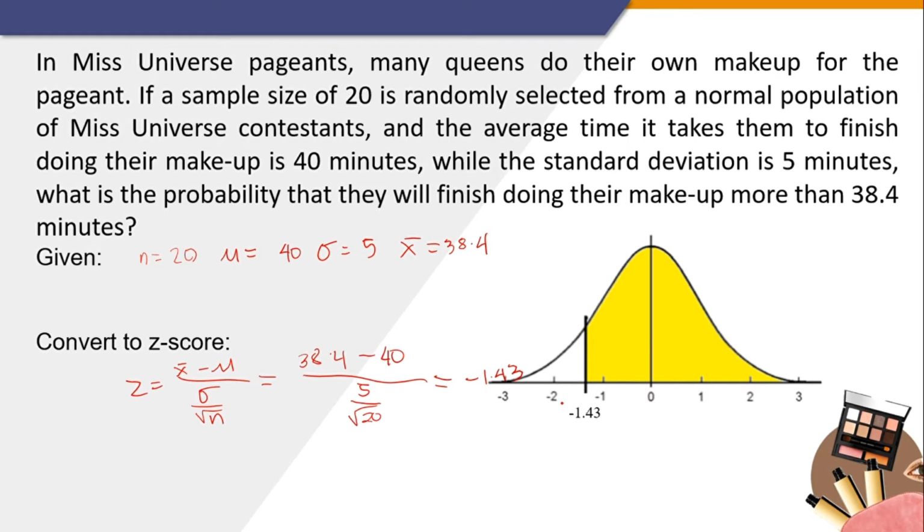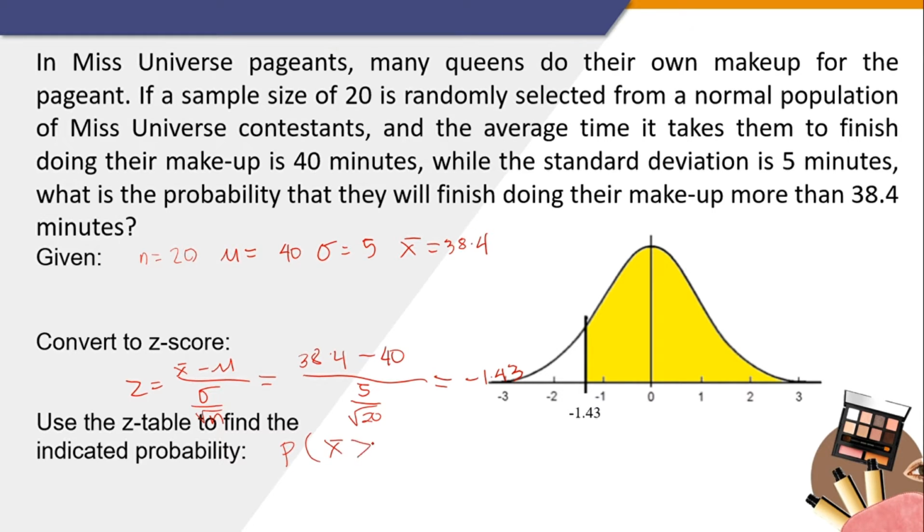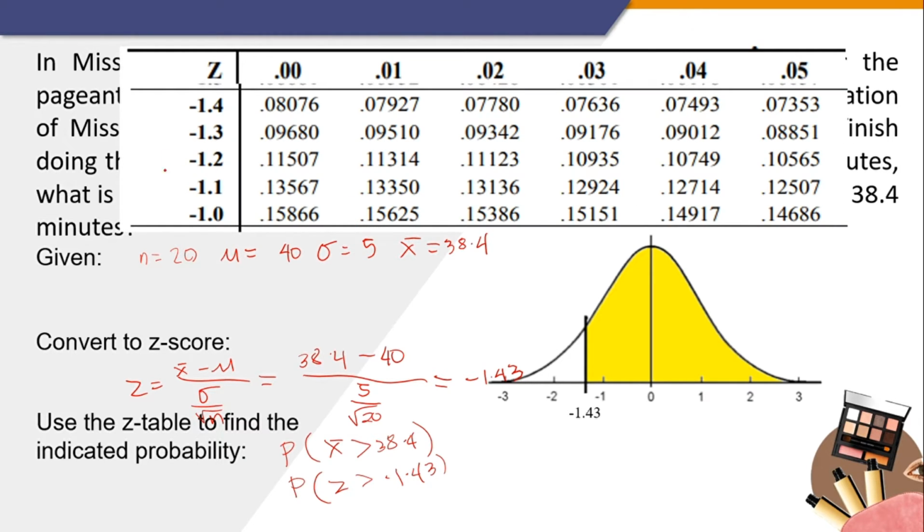So next, use the z-table to find the indicated probability. So yung probability that the sample mean is greater than 38.4. And yung corresponding z-score nito is z is greater than negative 1.43. So, tignan natin sa z-table yung negative 1.43. So, negative 1.4 is here. And then, yung 0.03 is nandito. So, yung intersection nila is this one.